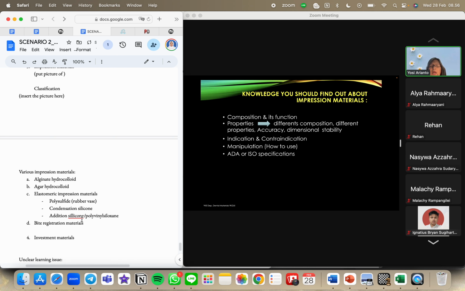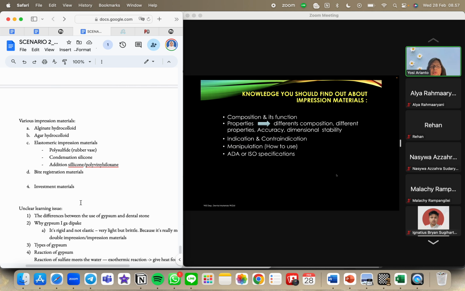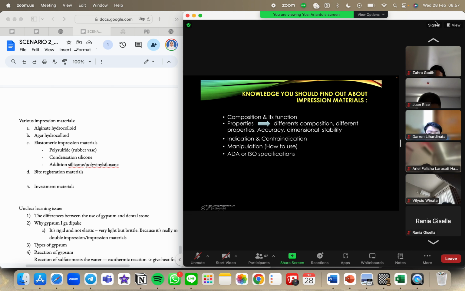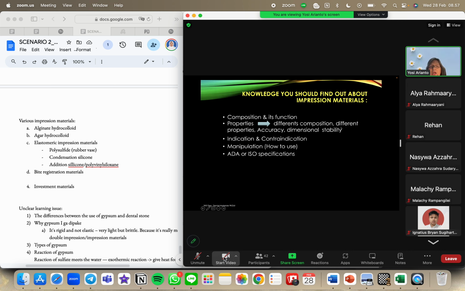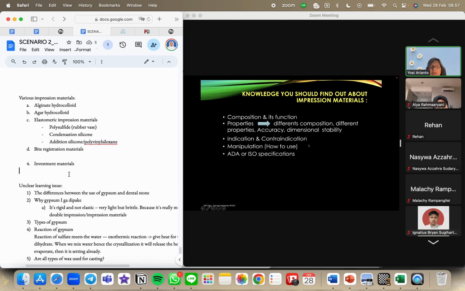This is what I advise you to know more and to find out more about impression materials. So you need to know about the composition and its function. Also about the proper properties. Especially the different compositions have different properties, and their accuracy and dimensional stability. Also the indication and contraindication and how to manipulate all these impression materials. And also the specification.